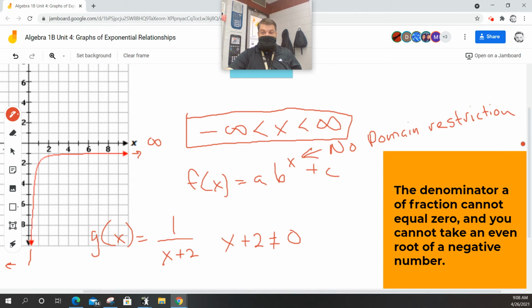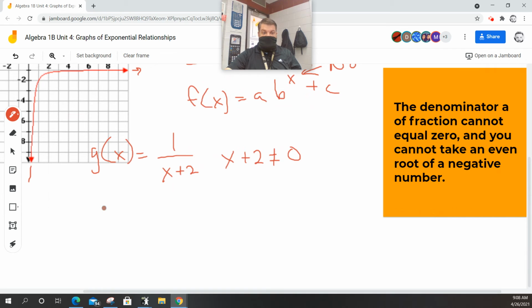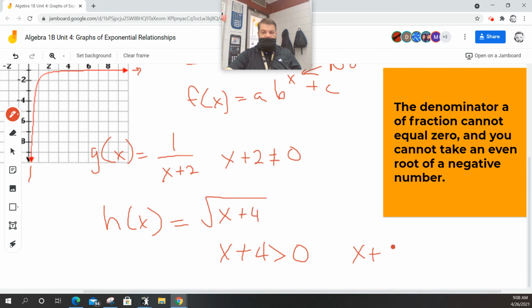That can't happen. Another example would be if I had h of x is equal to the square root of x plus 2. Well, let me change that so it's not the exact same, x plus 4. Well, in this case, x plus 4 cannot be negative. So it'd have to be greater than or equal to 0, okay? Another way to write that would be x plus 4 cannot be less than 0. Okay? So those are the only types of domain restrictions.